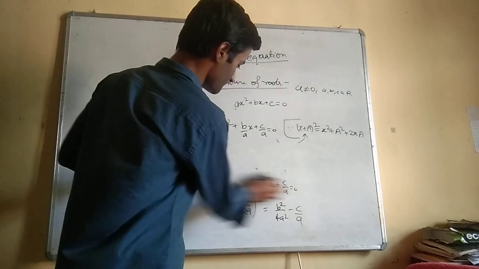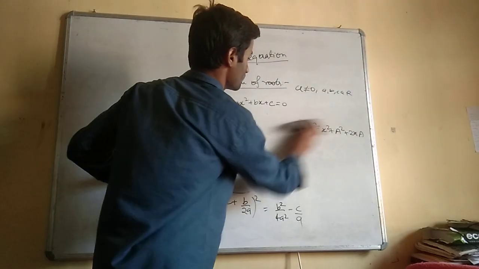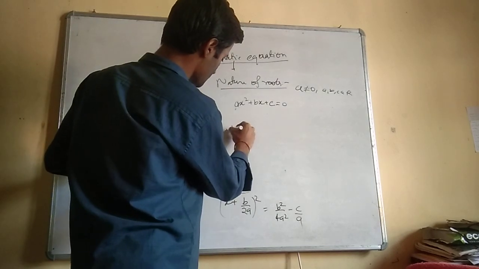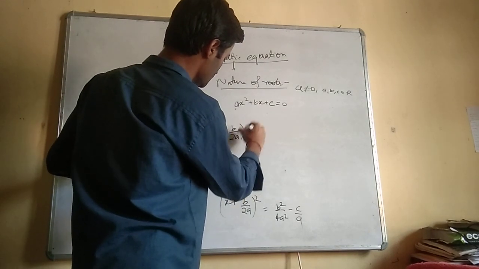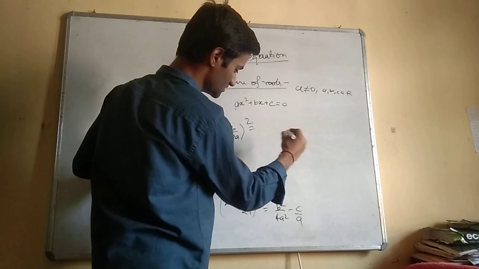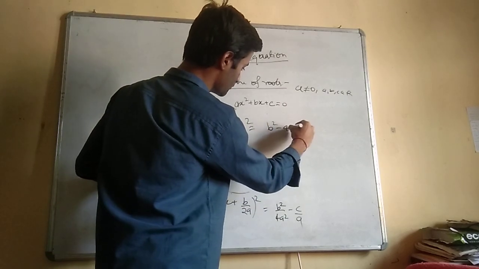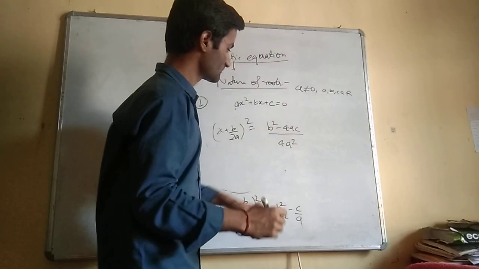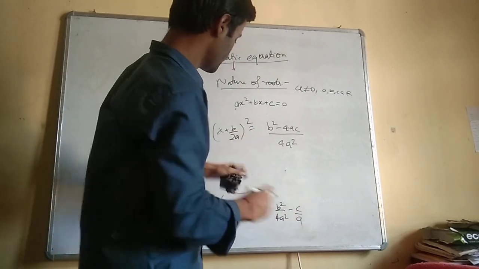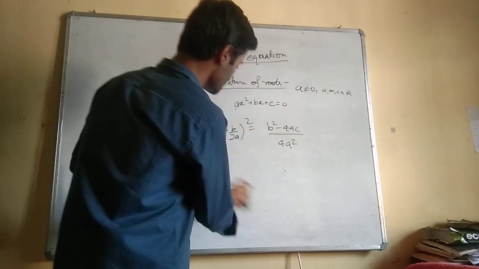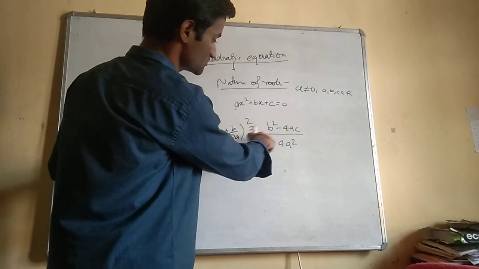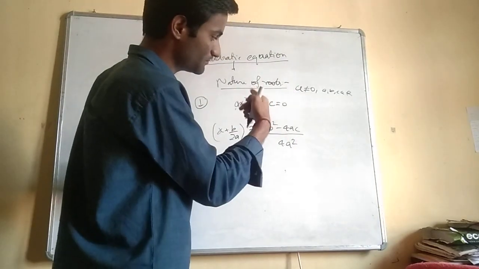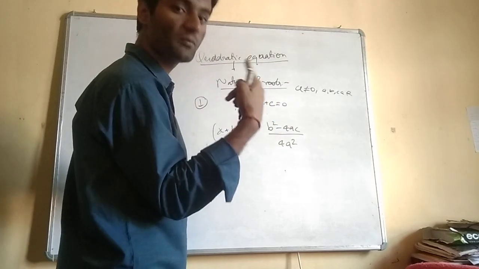So this will be x plus b by 2a whole square is equal to b square minus 4ac upon 4a square. So now you can find out the value of x. If x square is equal to something, there will be two roots. One will come with the plus sign, and another one will come with the minus sign.